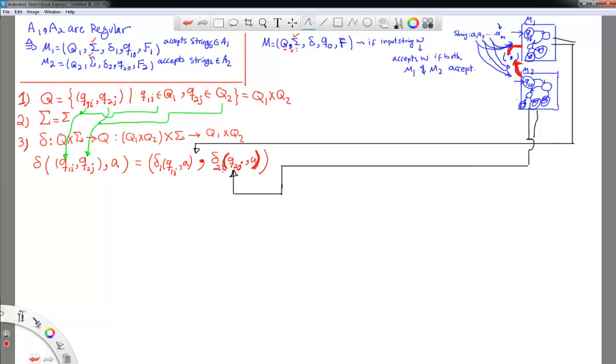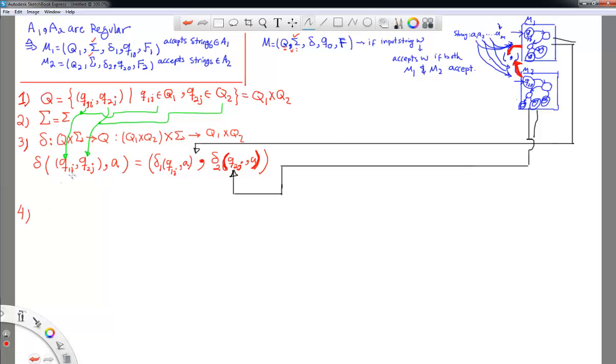Okay, so this ensures that my total automaton, my bigger automaton that's built on the two original automata, processes each of these states independently over the input alphabet sigma, and then takes me to a new state. So that is the transition function for the construction.